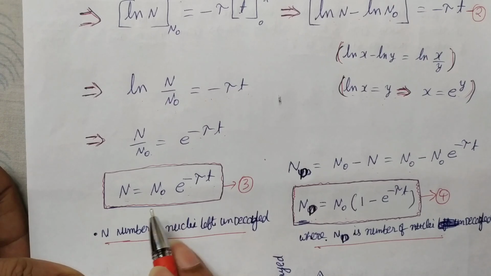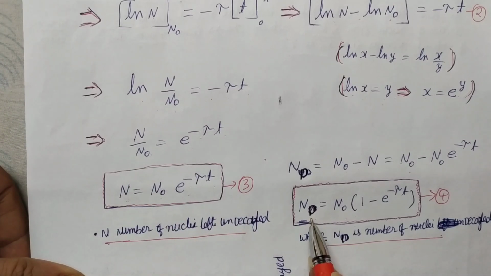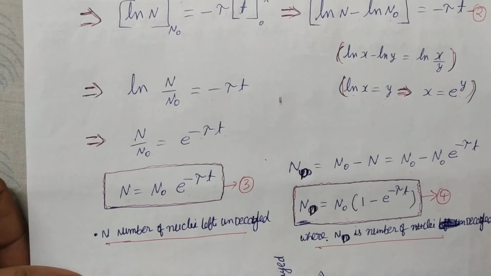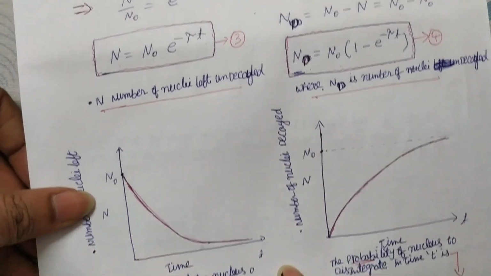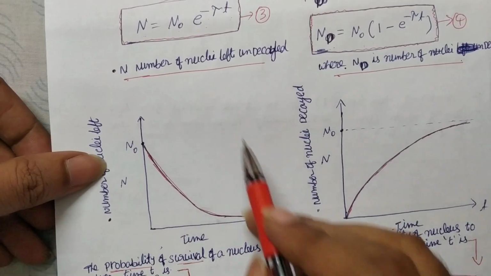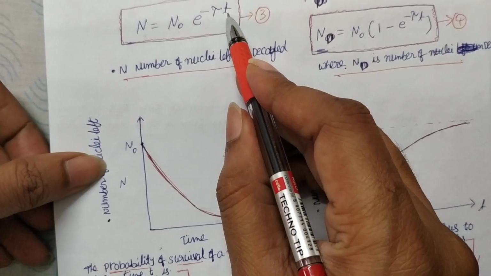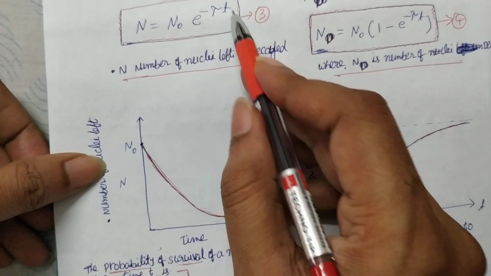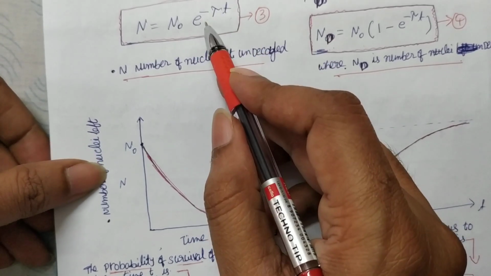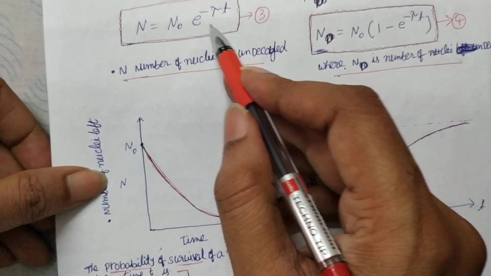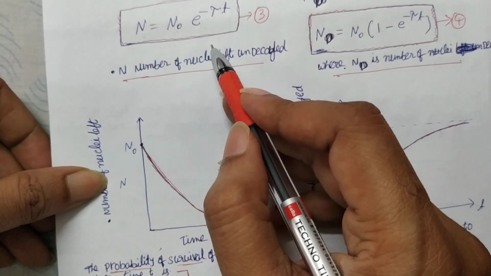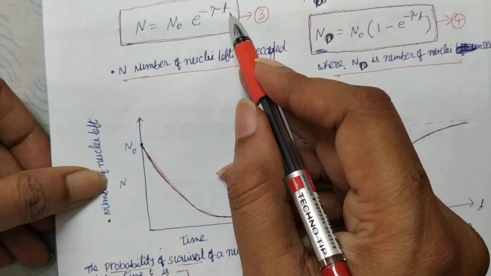How many parent nuclei are still present, and how many daughter nuclei are present, meaning the number of nuclei decayed? Suppose you draw graphs for these two cases. For the first graph, when time is increasing, e power negative value increases, so the total value decreases. When t equals infinity, only then does it become 0, because e power minus 1 by infinity becomes 0.